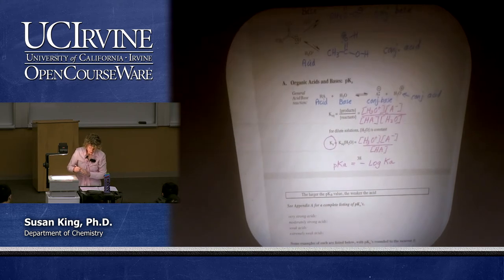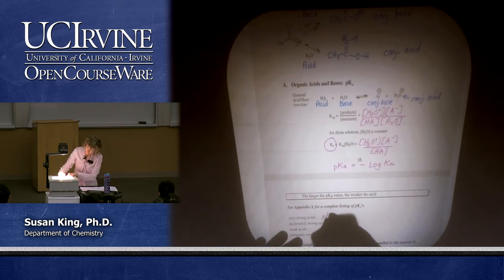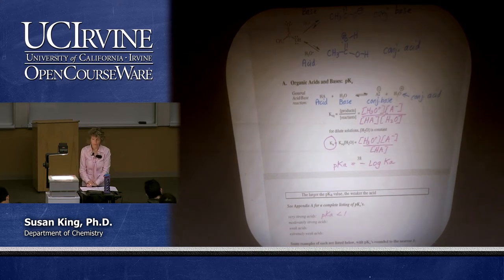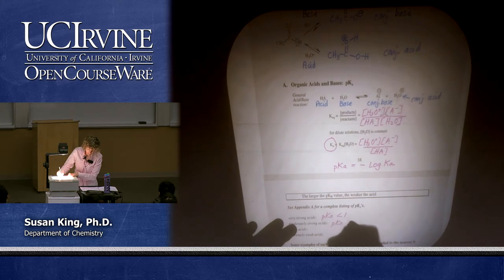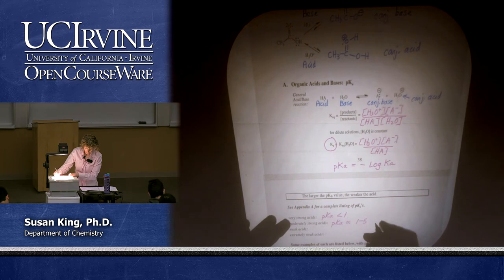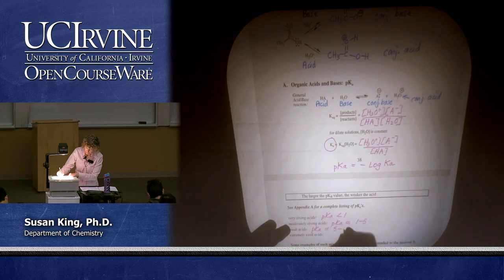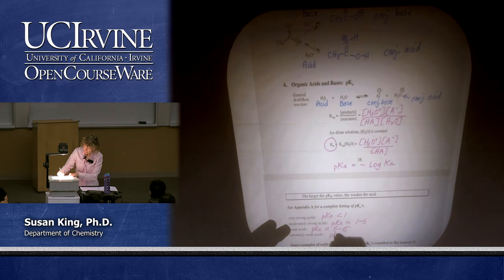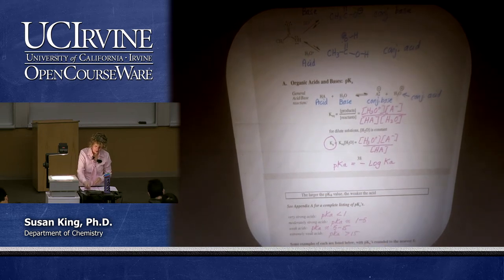So very strong acids, generally speaking, pKa less than 1. So pKa negative numbers for the very strong acids. Moderately strong acids, pKa about 1 to 5. Weak acids, pKa about 5 to 15. And extremely weak acids, pKa greater than 15. These are all very, very approximate ranges.